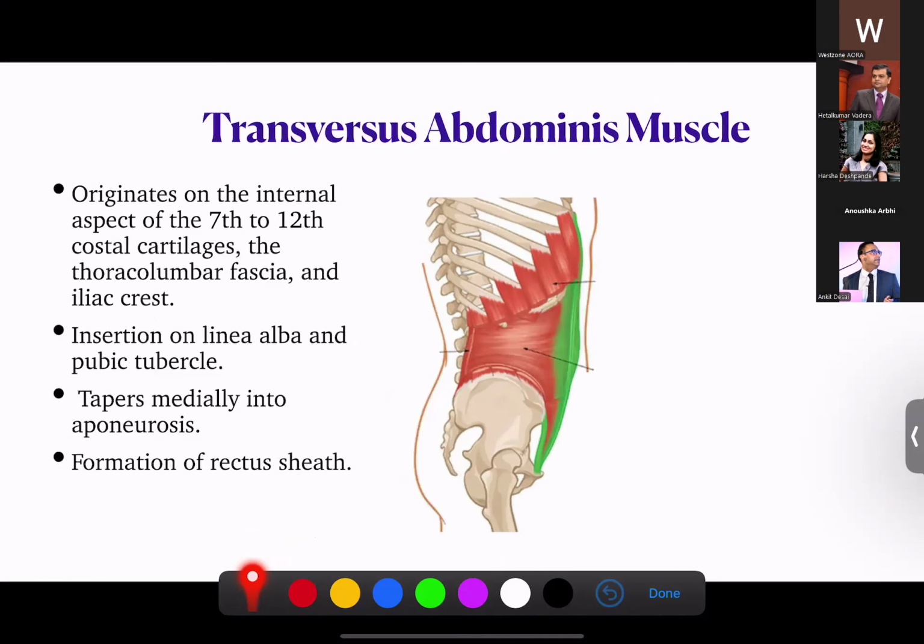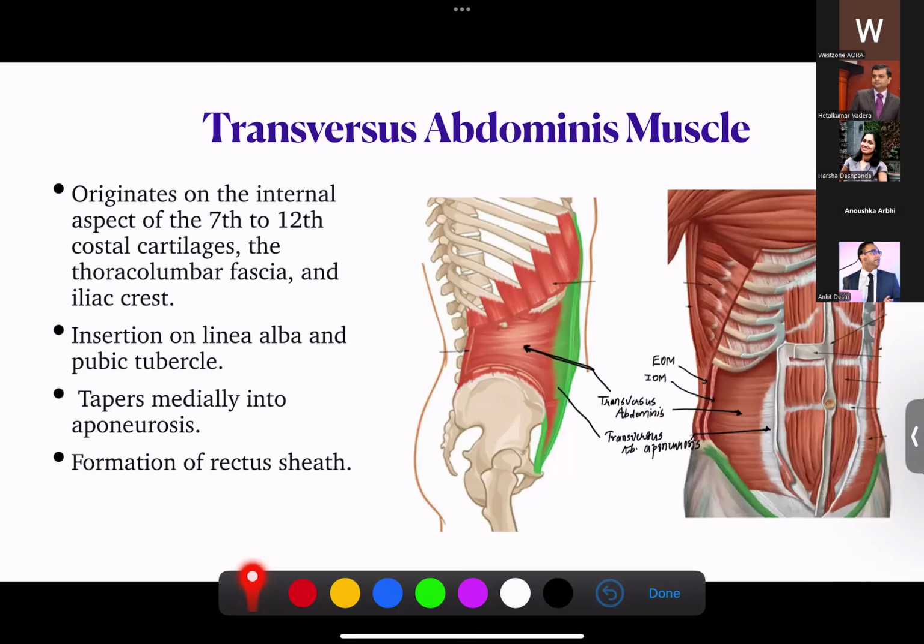The transversus abdominis muscle originates on the internal aspect of the 7th to 12th costal cartilages, then the thoracolumbar fascia and the iliac crest. And it inserts on the linea alba and the pubic tubercle. It tapers off medially into the aponeurosis. It also contributes to the formation of the rectus sheath. The neurovascular structures of the abdominal wall lie in between the internal oblique muscle and the transversus abdominis muscle.